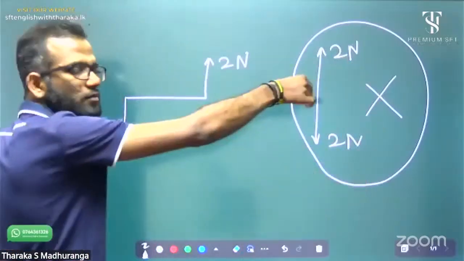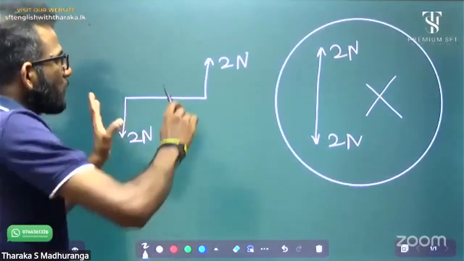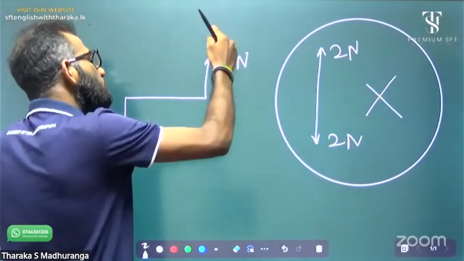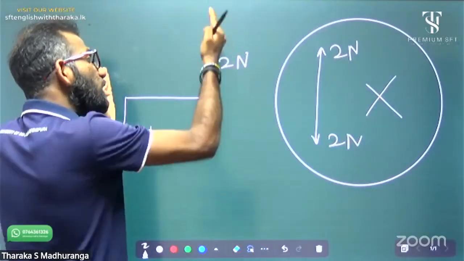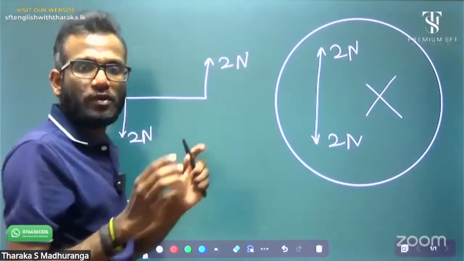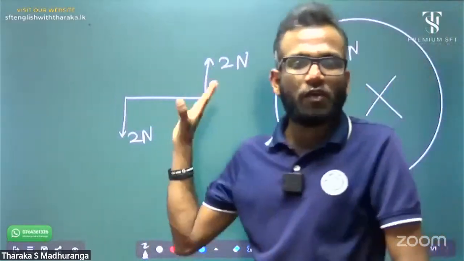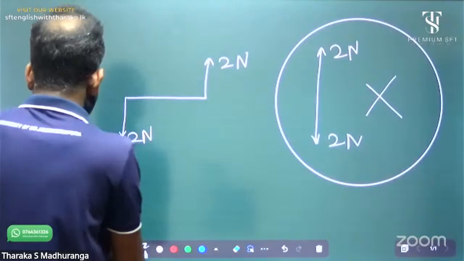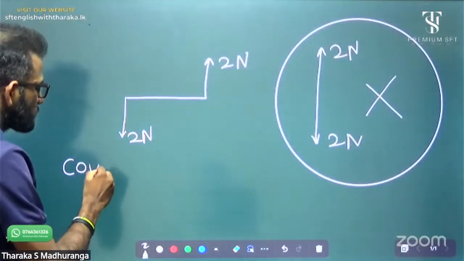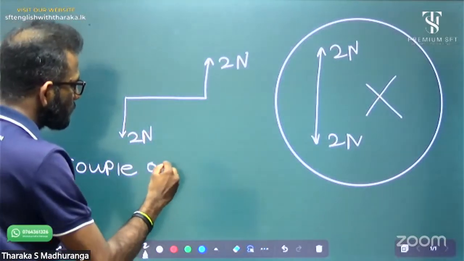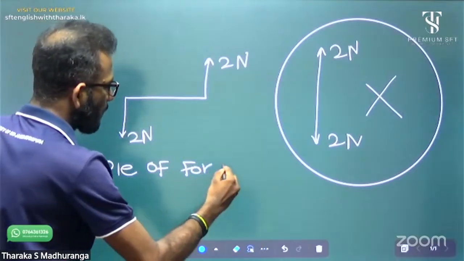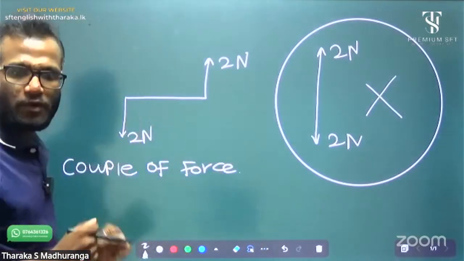Now, two forces acting in opposite directions with the same magnitude, acting along two different lines, we call that a couple of force. This is the definition of couple of force. That's the example for couple of force.